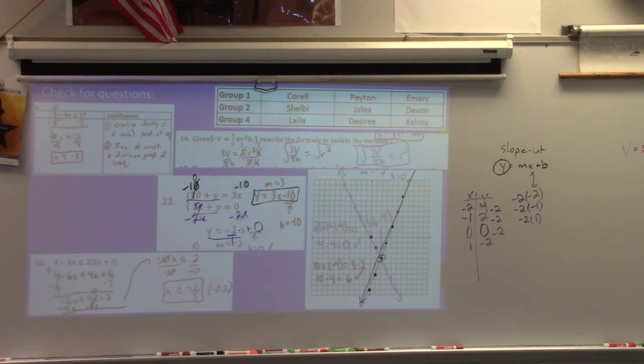Hey, I'm multiplying by 3. Right? So we want to make sure we're paying attention to, hey, I have a fraction, I'm multiplying by a fraction, so I can use its reciprocal, or just simply, hey, we're dividing by 3, so multiply by 3. So by the property of equality, I have to multiply it on the other side. So 3V is equal to pi r squared h.